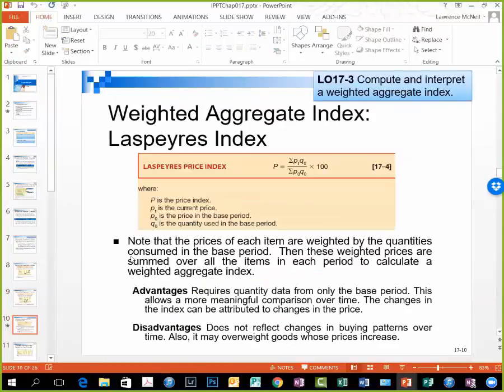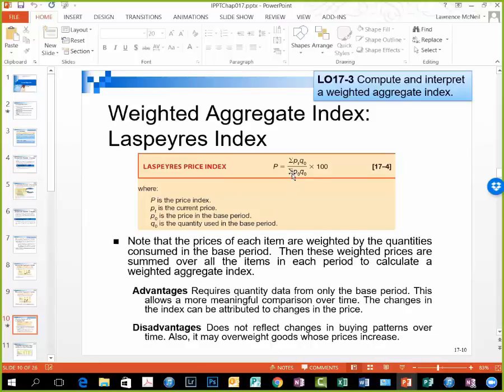Okay. The Laspeyres. So note that the price of each item is weighted by the quantities consumed in the base period. Then these weights are summed over all the items in each period to calculate the weighted aggregate index. So now we are weighting based on whether we're looking at a base period or a current period denominator. Okay, and as you see, price index, current price, price in the base period, quantity used in the base period.